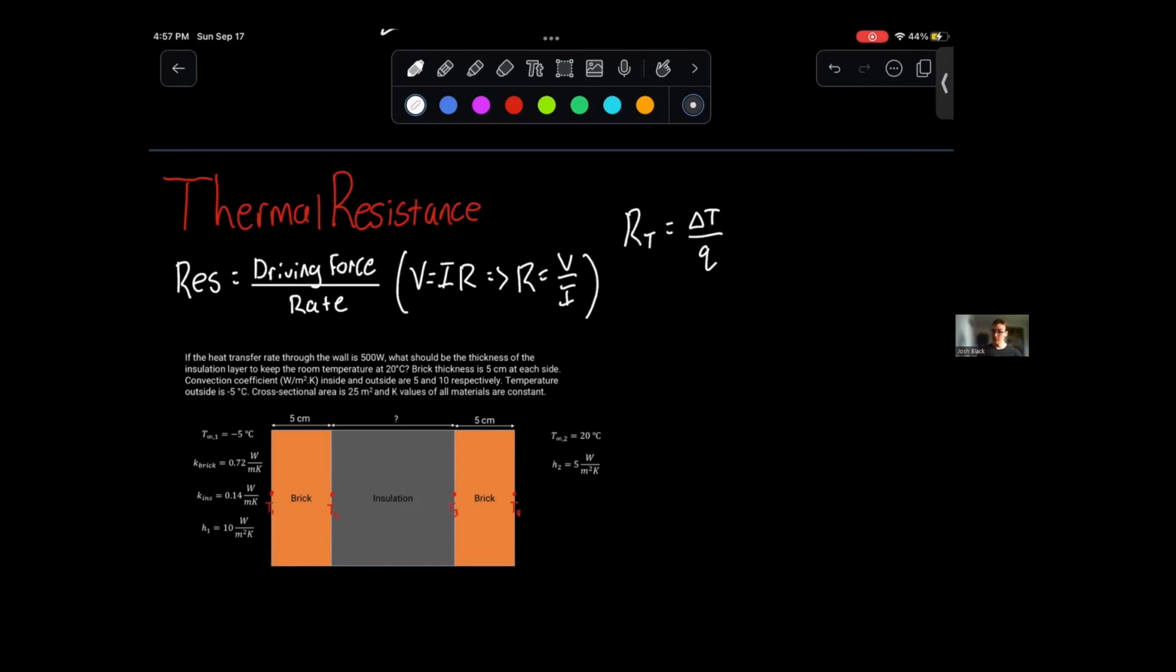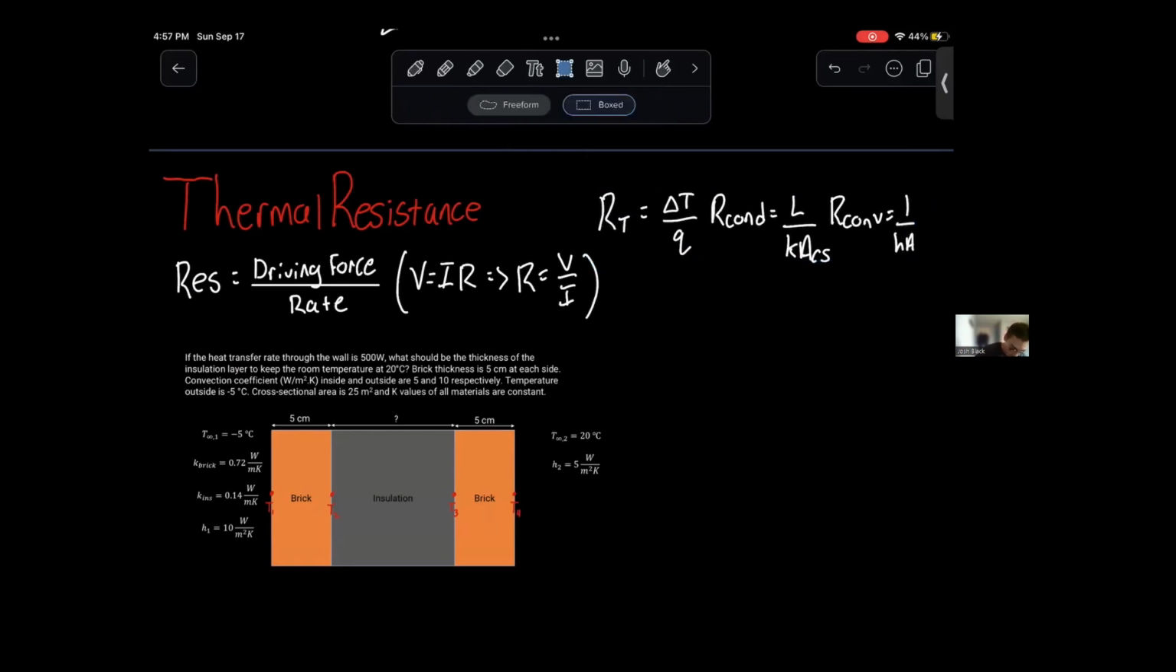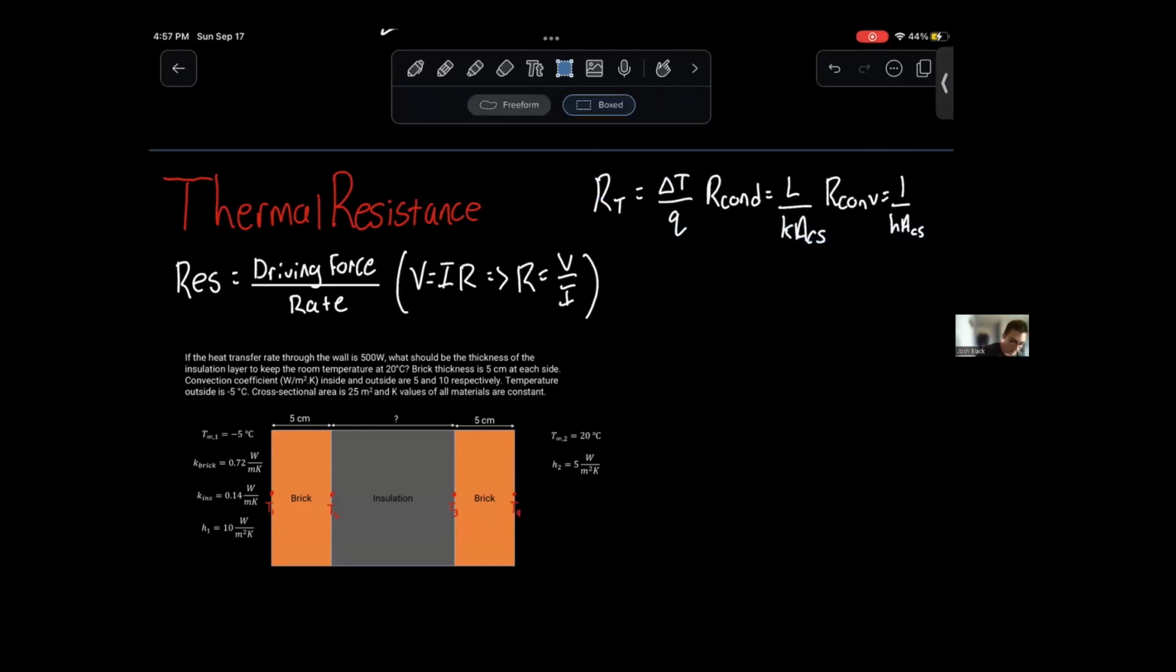Now, our total resistance can be found using this. This is our resistance for our entire system that we're looking at. Now, individually, resistance is calculated different ways based on conduction or convection. For conduction, resistance is equal to the thickness of whatever you're analyzing divided by K times the cross-sectional area. For convection, it's just equal to 1 divided by h times the cross-section. Nice and simple. Nothing too hard. That's all the theory, really.